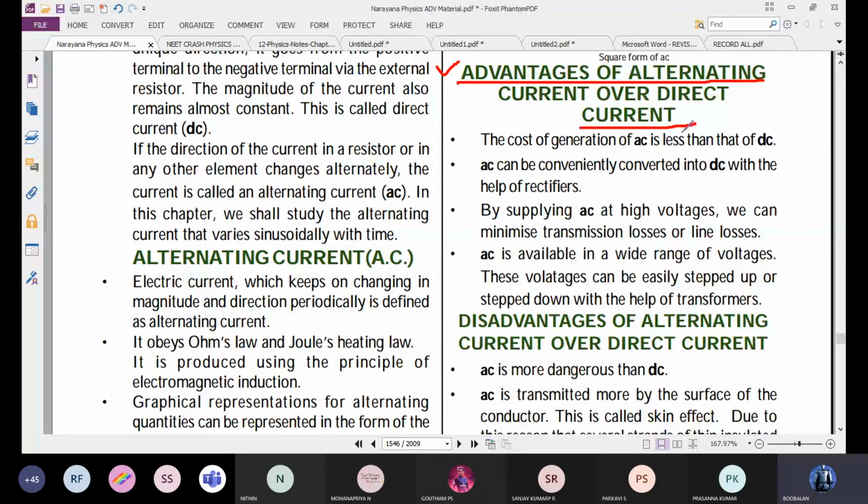The first one, the cost of generating AC is less than DC. Cost wise, okay. So next one, AC can be conveniently converted into DC with the help of a rectifier. We already discussed rectifier. So using AC, it is easy to convert into DC.